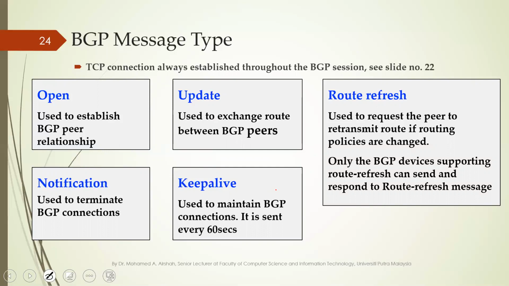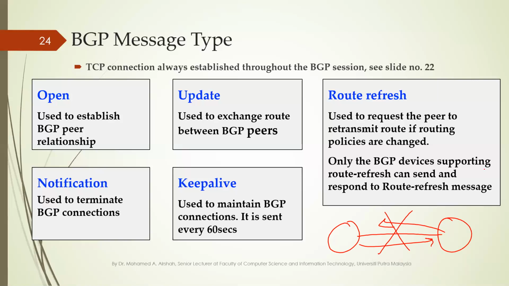So after we establish, if we have 2 systems, for example this and this, the first thing we do is use the open message to establish the connection. Then we use the update message to send information this way and information this way. After that, we have what is called notification. Notification is used to terminate the BGP connection. If we want to terminate, then we use the notification.